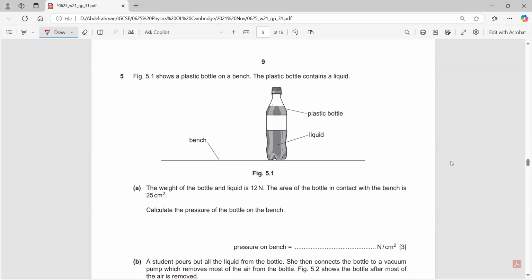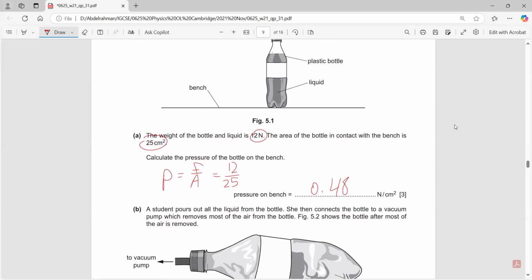Figure 5.1 shows a plastic bottle on a bench. The plastic bottle contains liquid. Can you find the pressure on the bench? Pressure equals force over area. What is the force? 12. And what is the area? 25. So 12 over 25 is 0.48 newtons per centimeter squared.